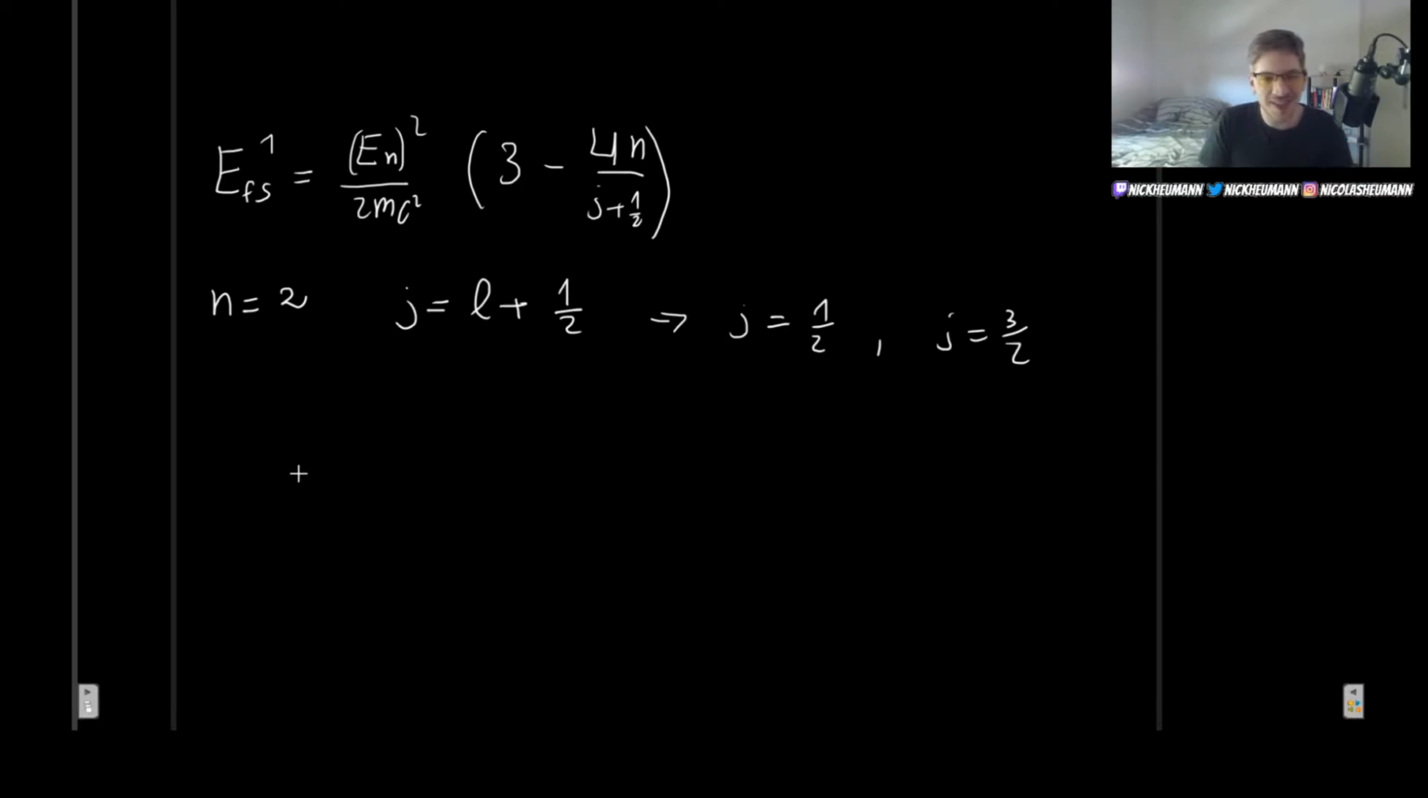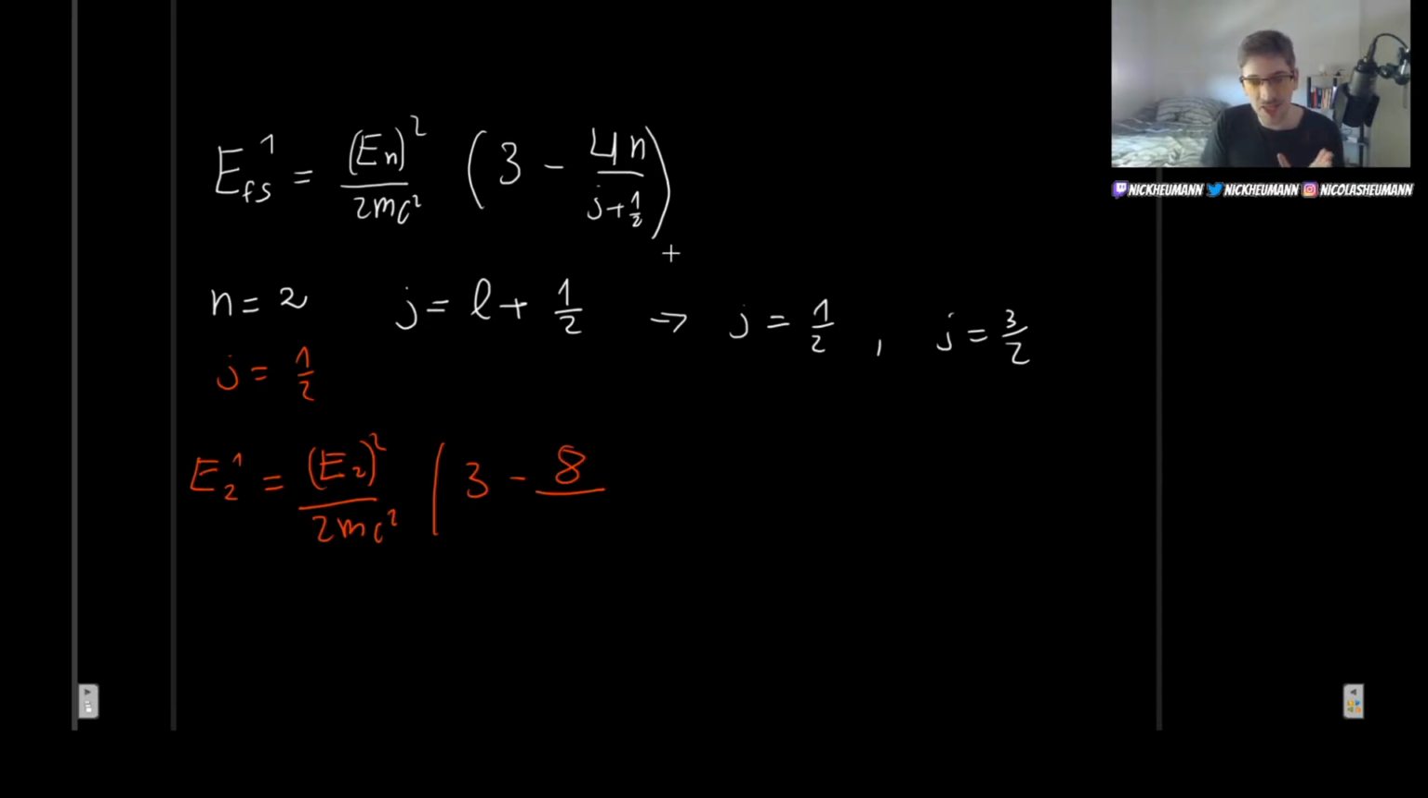So let's begin with the case J equals 1/2. So now we have to take this formula and plug n and j in. So the first order correction to the second energy level is going to be E2 squared divided by 2mc squared, 3 minus 4 times n is 2, so this is 8, divided by j plus 1/2. And since j is also 1/2, this will be 1. So this right here will be minus 5.